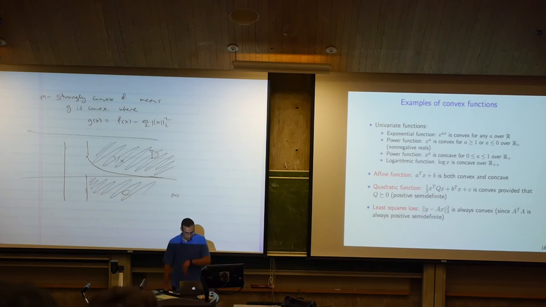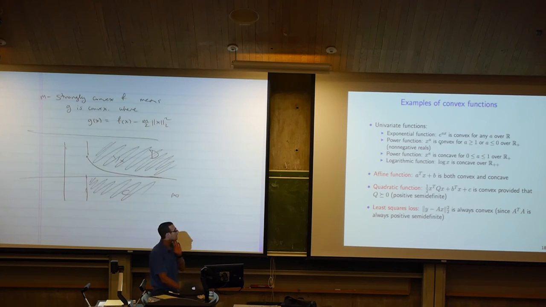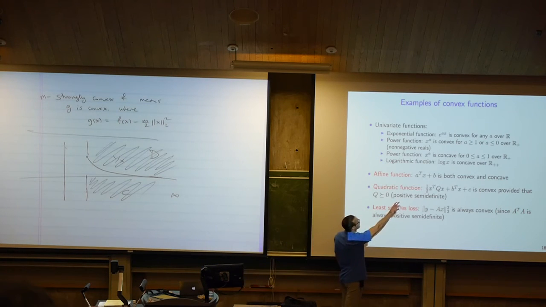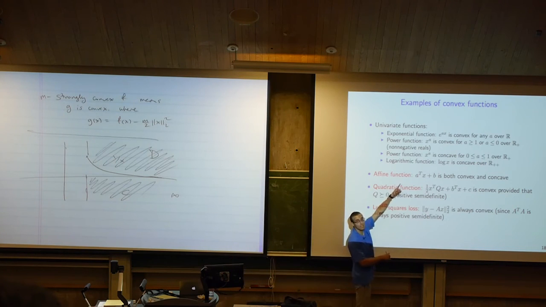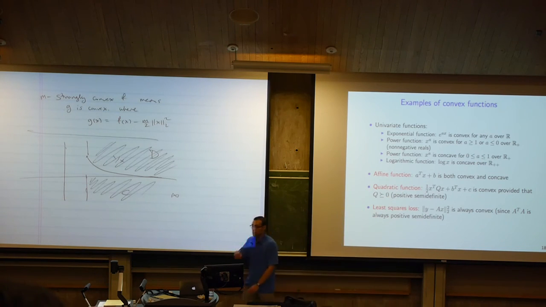Okay, so some quick examples of convex functions. A bunch of functions that you know that you can draw that are univariate are convex. For example, the exponential function is convex. e to the ax is convex for any a. The power function is convex. x to the a is convex when a is bigger than or equal to 1, or when a is less than or equal to 0, over R plus, just the positive reals. So if I define the domain of this function to be just the positive reals, then that's a convex function. You can just draw yourself pictures to ensure that's true.